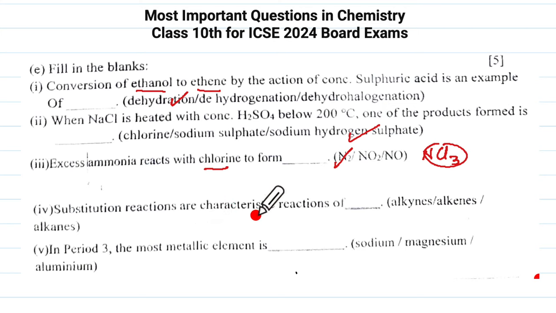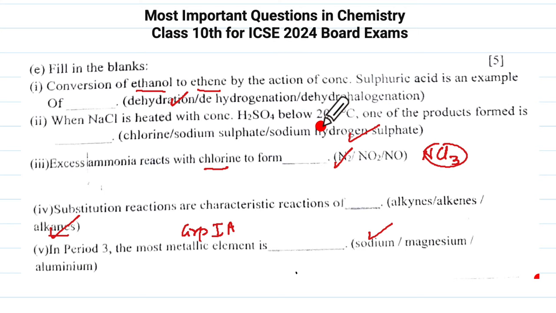Substitution reactions are characteristic of alkanes. It will be alkanes where there are no free electrons available for further reaction. So this is the option. In period 3, the most metallic element will be from group 1A, and period 3 starts with sodium. Where is sodium? Here. So that is how we have to think. Alright, go guided by all the keywords in the question and then answer properly and correctly.